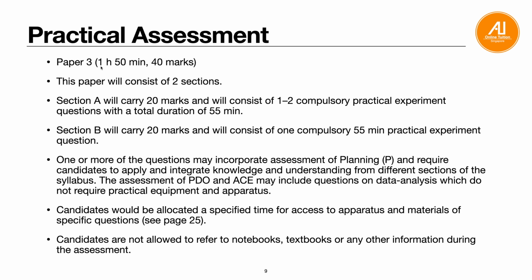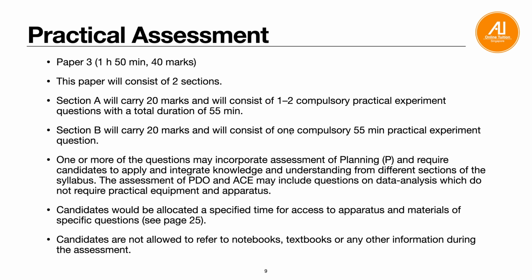Your paper 3 is 1 hour and 15 minutes, so it's 40 marks in total. There are 2 sections. The first part is 20 marks. Usually it consists of 1 or 2 compulsory practical experiment questions. Most of the time it will be just 1, or it may be 1 or 2 small ones. Then section B is another 20 marks. It will consist of your compulsory 55-minute practical question. Usually this is the planning part.